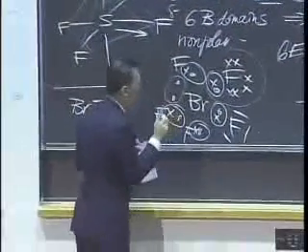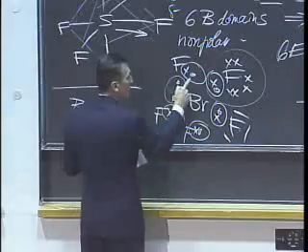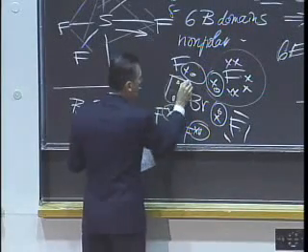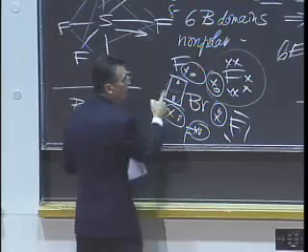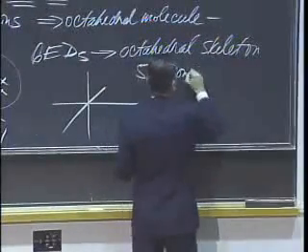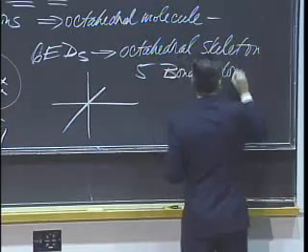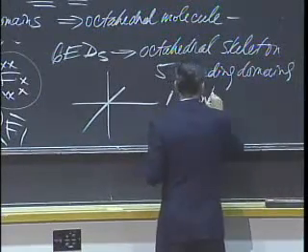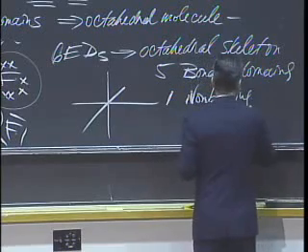But there's one little distinction here, and that is that they're not all bonding domains. You see, this pair over here is not involved in any bonding. So I've got 5 bonding domains, and 1 non-bonding domain.